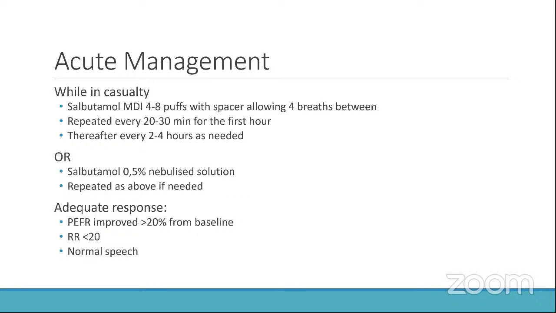An adequate response is an improved PEFR of more than 20% from baseline, a respiratory rate of less than 20 breaths per minute, and normal speech.